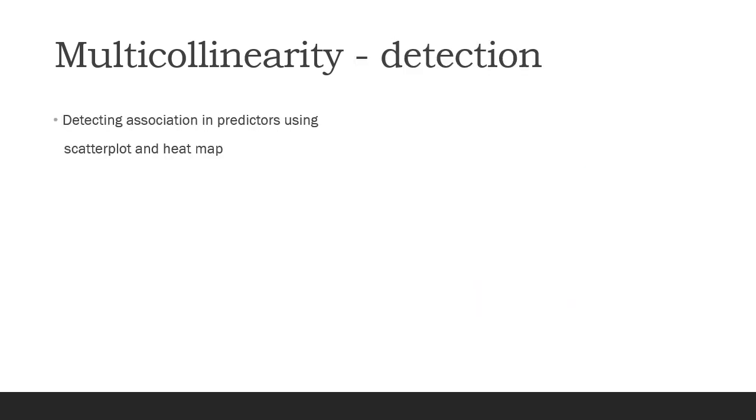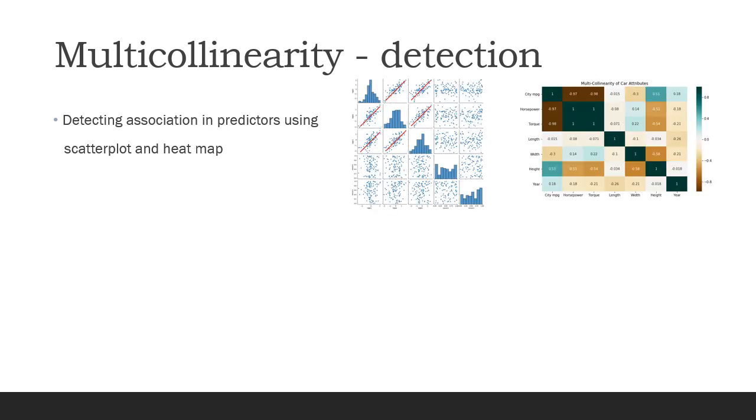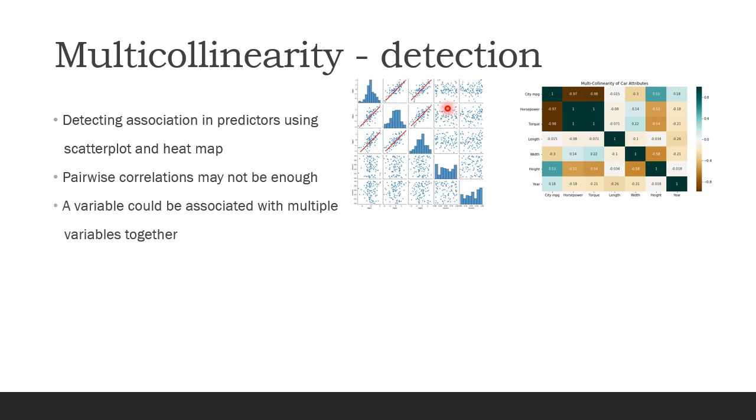So how do you detect multicollinearity? Detecting associations in predictors can be done using scatterplots and heat maps. This is simple, done by running a one-line code. We can check the scatterplots and heat maps of different predictor variables, and we see that some of them would be too much linearly related to each other. There is a too obvious relationship between some of these independent variables, which leads us to the conclusion that some of them, like x2 and x3 or x3 and x5, are directly correlated.